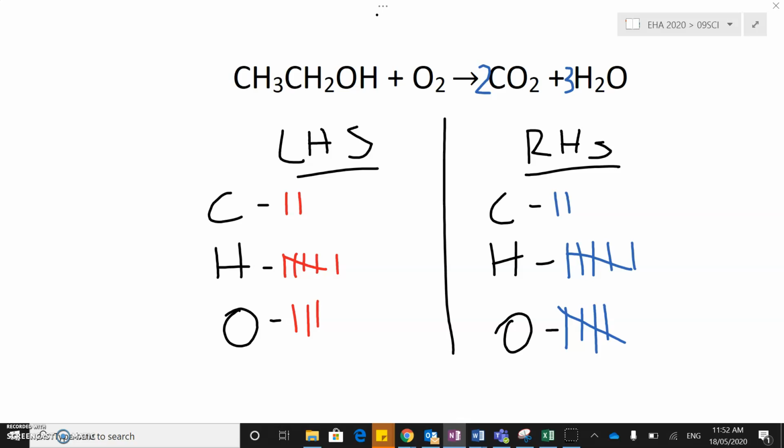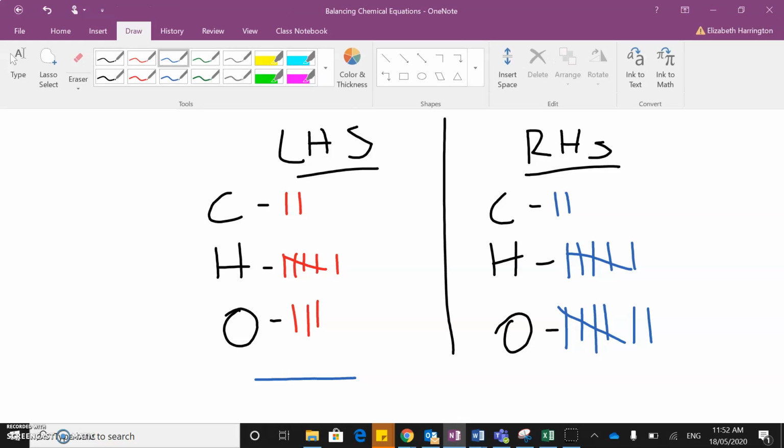3 times 1 is 3, so I've got 4 and 3 is 7 oxygens. But over here, my oxygens aren't matching up. I've only got 3 on the left hand side, but I've got 7 on the right. How can I change that?